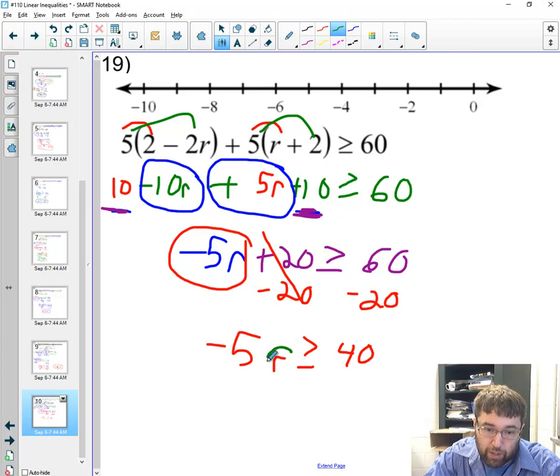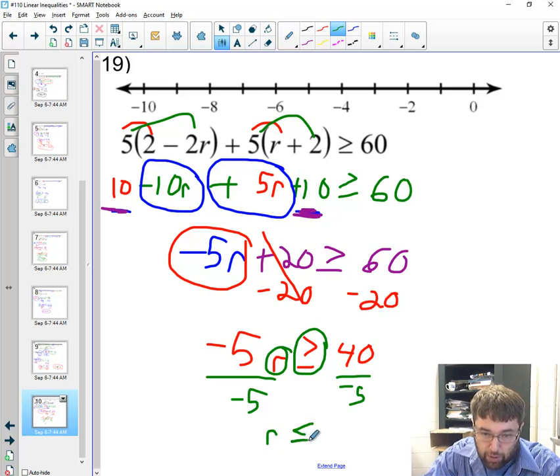So now we circle the variable, take care of the hater. We are dividing by a negative number, so we circle the inequality. So we're left with r is less than or equal to, because we changed the sign, negative 8.